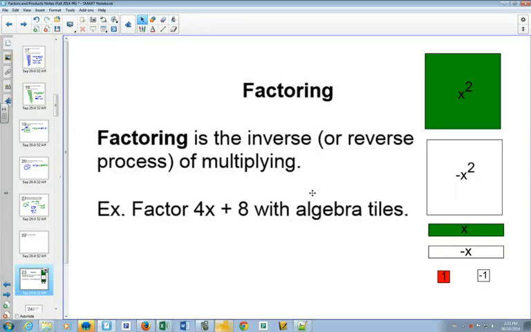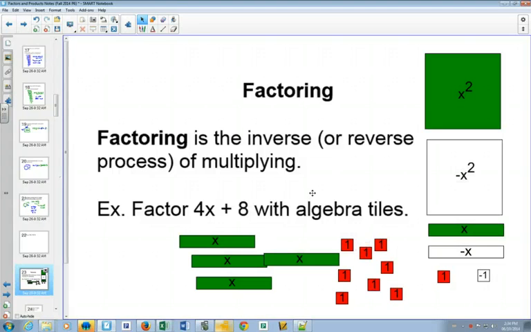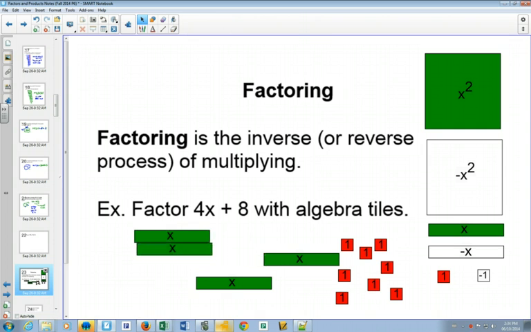The idea with factoring with algebra tiles is you have to make a rectangle, the smallest rectangle possible, or the most compact one, because with 4 x's we could line these up in a straight row and take 8 of these, 8. We could line it up as one long rectangle. But the idea with factoring is to say, can you take these and make the most compact rectangle possible?